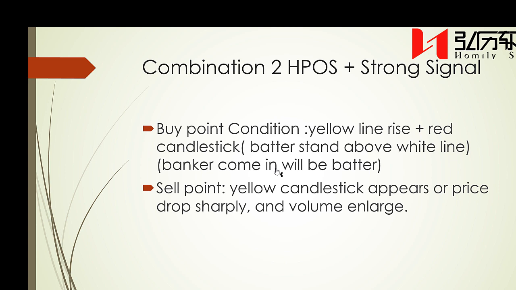And the sell point is when the yellow candlestick appears in the strong signal. So the yellow candlestick is the sell point in the strong signal, right? And then the price drops sharply, very fast, and the volume enlarges.